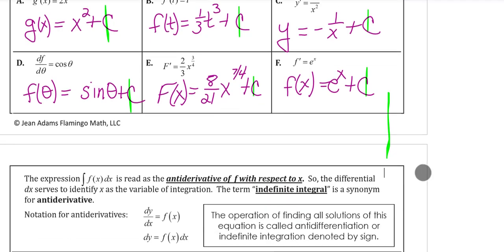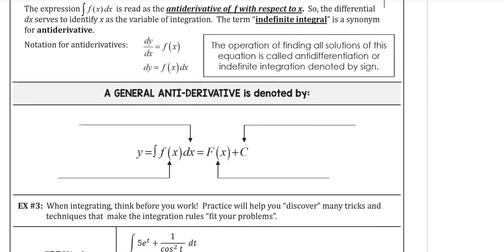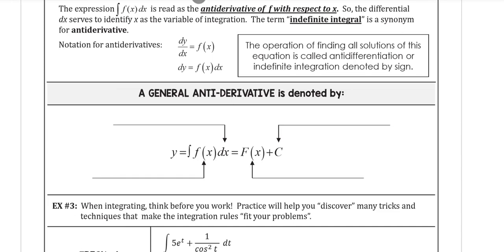Moving on. The expression, the integral of f of x dx, is read as the antiderivative of f with respect to x. The differential dx serves to identify x as the variable of integration. That becomes more important when you go into some later calculus classes and we start doing multivariable calculus. So we have our two notations for antiderivatives, and we're going to be using this a lot in Unit 7.